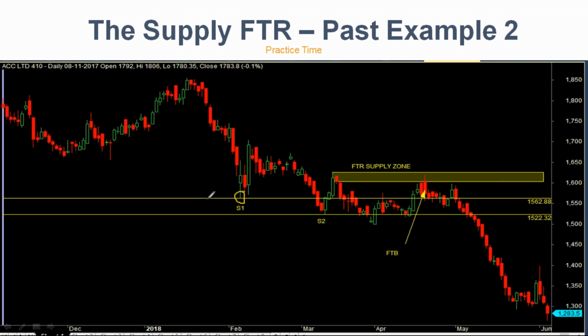Now, this is one more story. S1 formed, rule number 1, S1 broken, S2 formed, rule number 2, rule number 3, and then price went and breaks S2 below, rule number 5. And when price retraces to that supply zone, it reacts. Is it clear, friends?